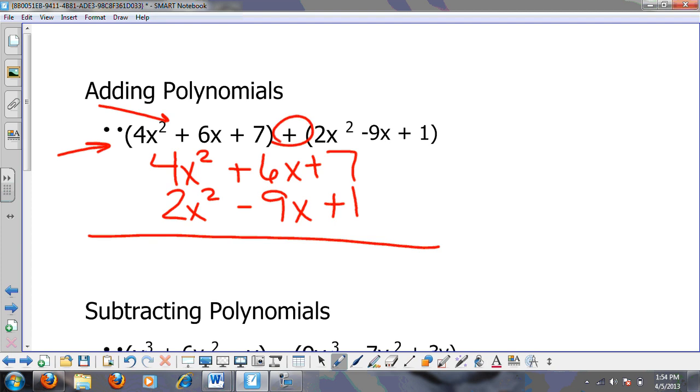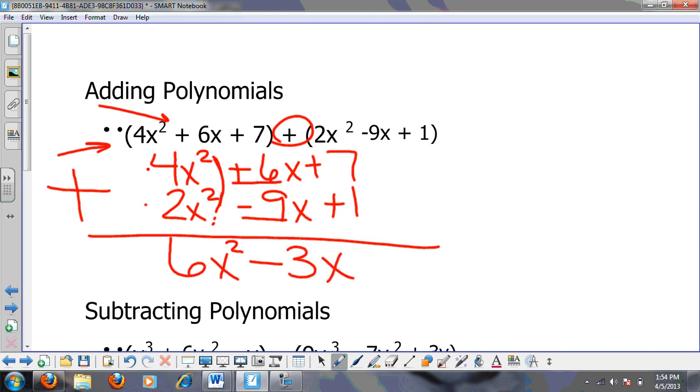And I'm adding these two polynomials, so I'm going to add these two, just like I do my system. And now I add my coefficients, because my variable parts are the same. So 4 plus 2 is 6, keep the variable part the same, x squared. 6 plus negative 9, negative 3, keep my variable part the same, x. 7 plus 1 is 8. 6x squared minus 3x plus 8. Adding polynomials.